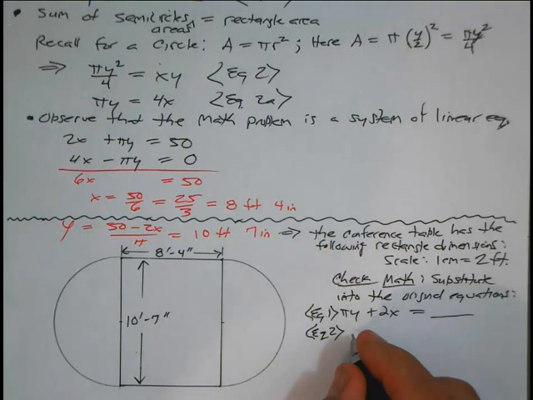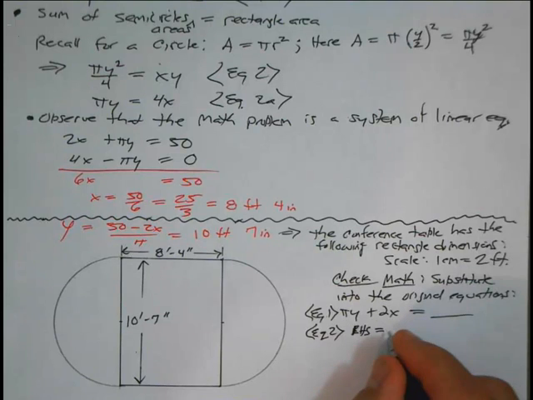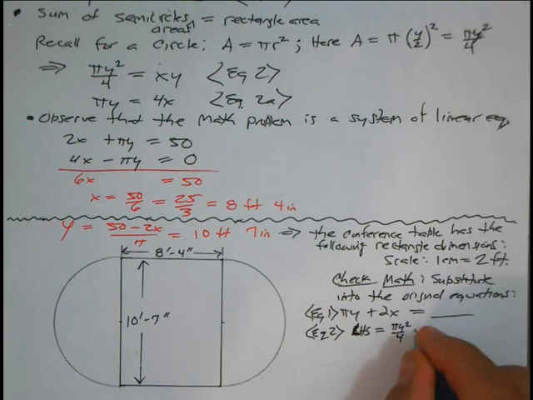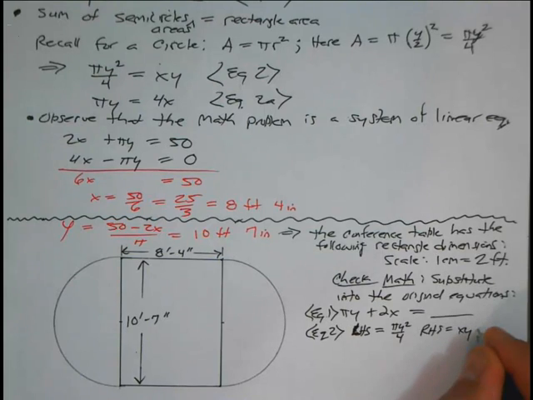Now equation 2 had variables on both sides. So the original left-hand side, LHS, was equal to pi y squared over 4. And the right-hand side was equal to xy. We'll see what that is. See what this is here. Okay, it's time to go to the calculator.